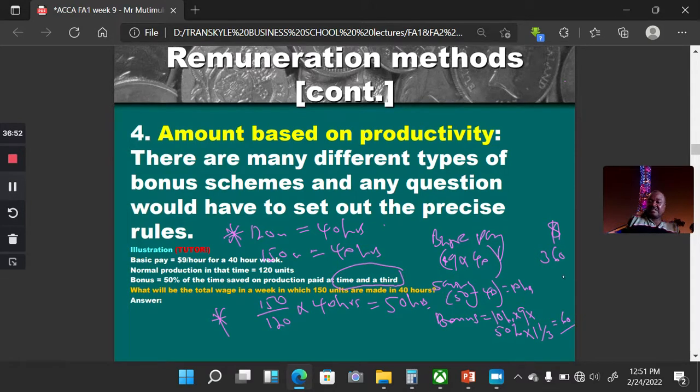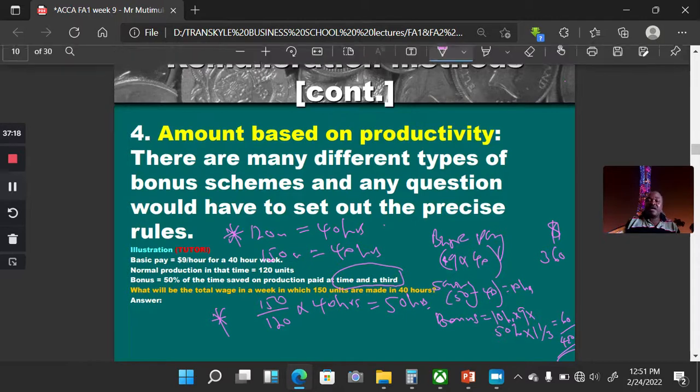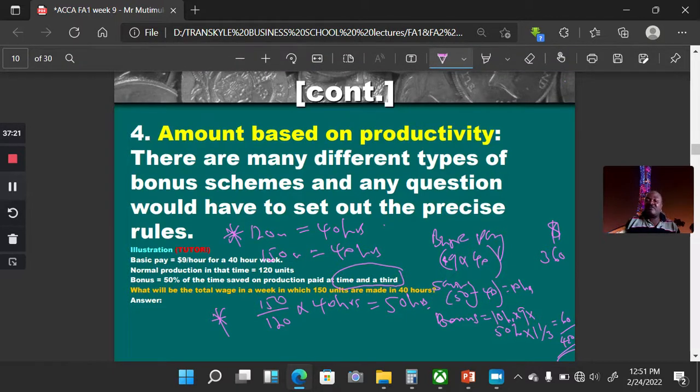So if we add 360 plus 60, we get 420. All right, this will be the total wage in a week in which 150 units are made. It's 420. Just think of it. This type of questions, they always come in the exam, and we must show the examiners that we are now mature. We can work out things, however complicated. All right, let's move.